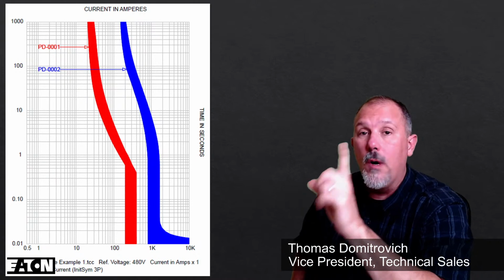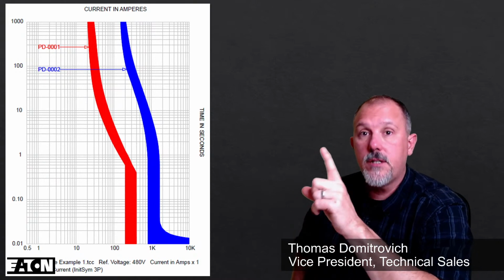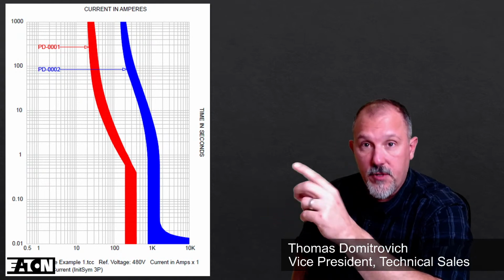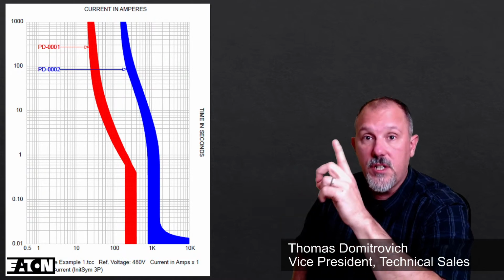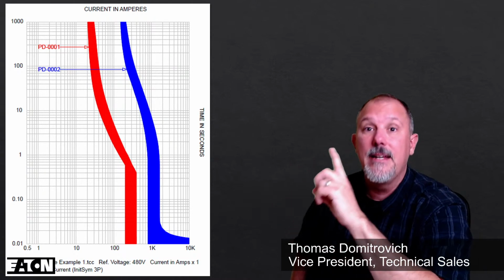Now remember, one cycle is 1/60. Remember, 60 hertz. One cycle is 1/60th, which is 0.016 seconds.